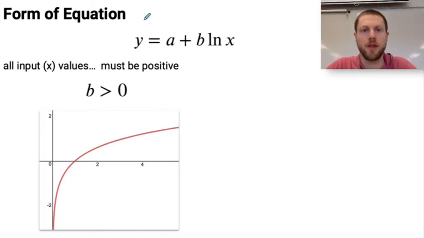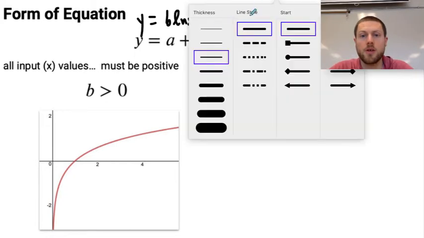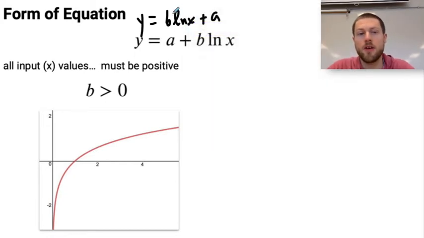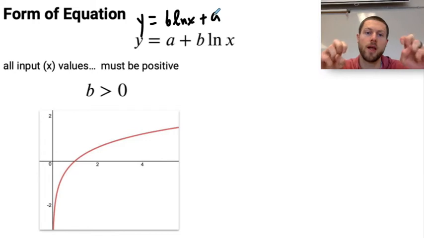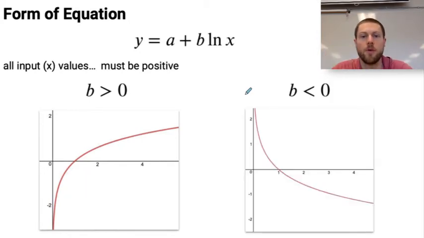Another way that you might think about this is y equals b times the natural log of x plus a. That might be a format you're more comfortable with. And in that case, you can think about the b value being what gets multiplied by the y's. So if we're positive, we're going to continue to increase like normal. And if we're negative, we're going to actually flip and reflect over the x-axis.